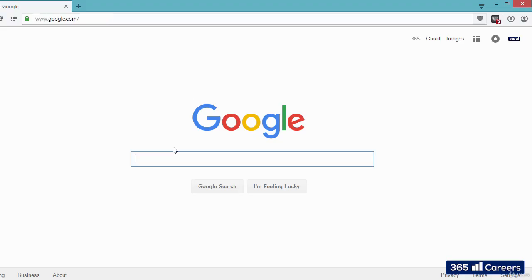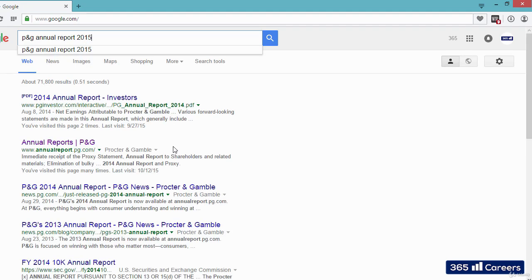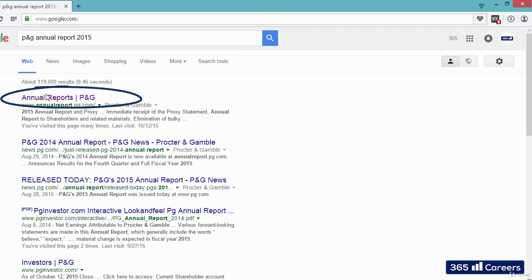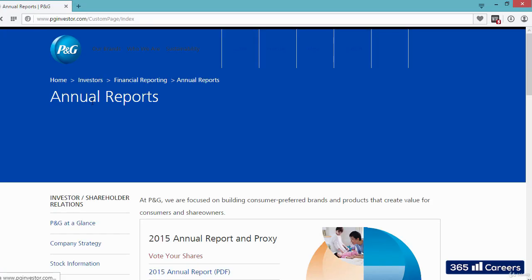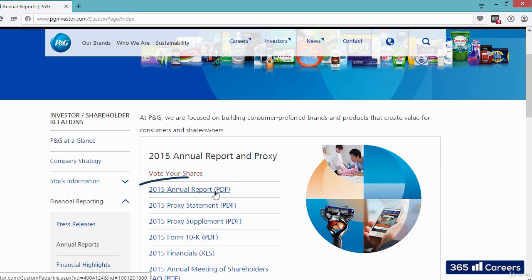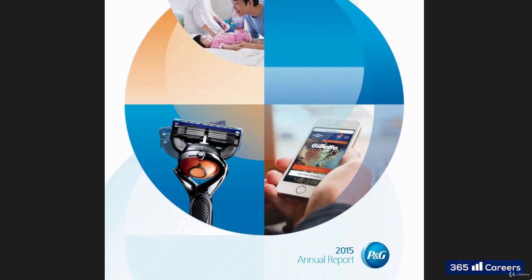Usually, it is very easy to find the annual report of a given company. All we have to do is type the name of the company, P&G in this case, followed by the words annual report, and then specify the year of the financial report that we are interested in. As you can see, the first link that appears in Google's search results is a direct link to the company's annual report. Okay, here it is, P&G's annual report for 2015.